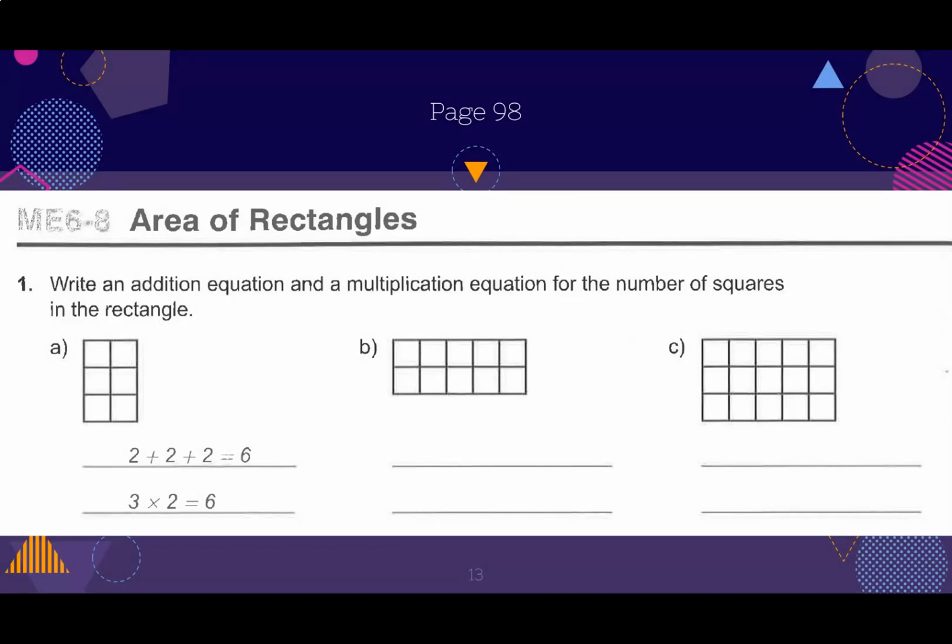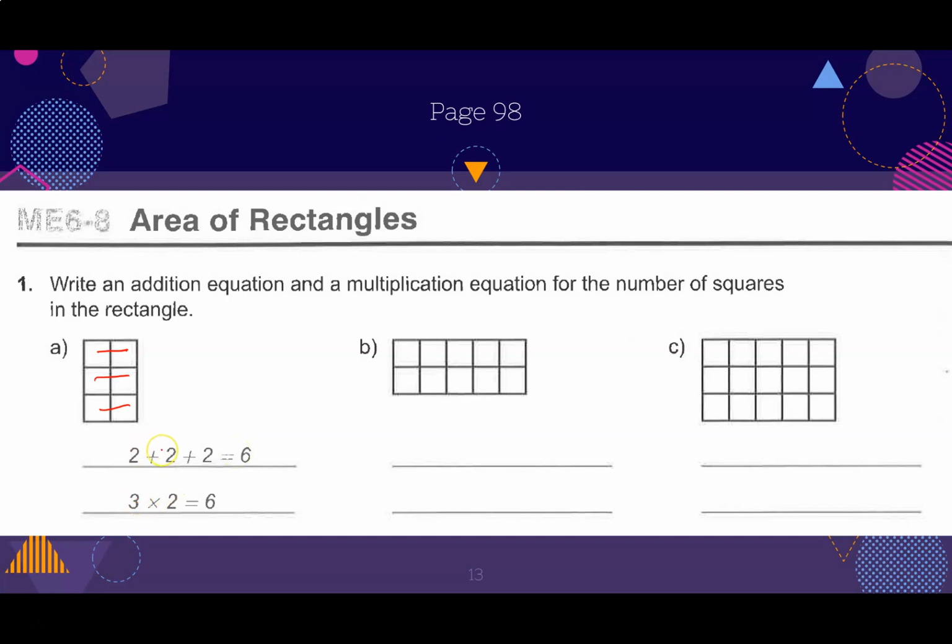And now I'd like you to turn to page 98 in your Jump Math book. Let's look at question 1 together. It says, write an addition equation and a multiplication equation for the number of squares in the rectangle. You can see that question 1A has been done for us. So they recognize that there are rows of 2. 1 row, 2 rows, 3 rows of 2. So 2 plus 2 plus 2 is 6.